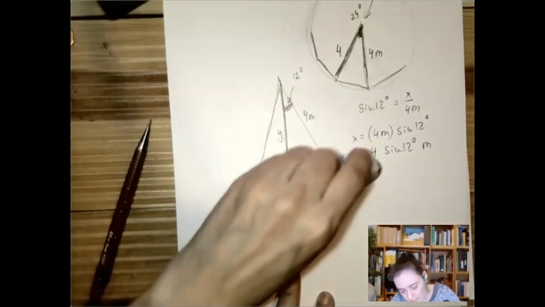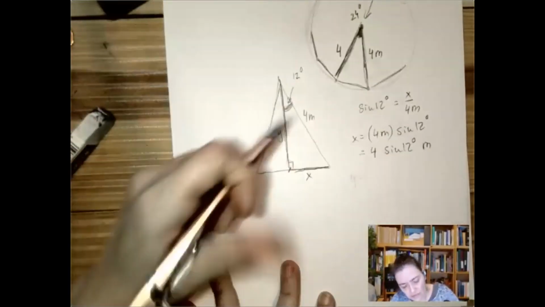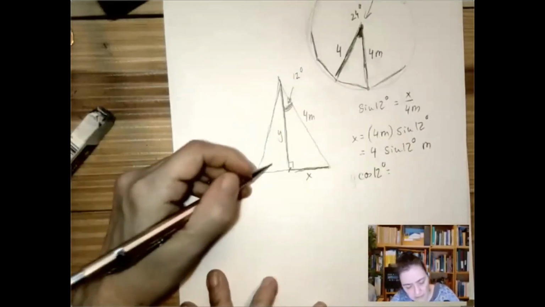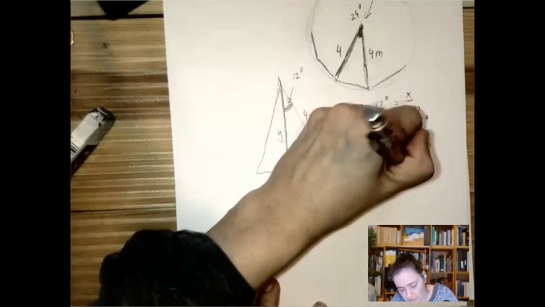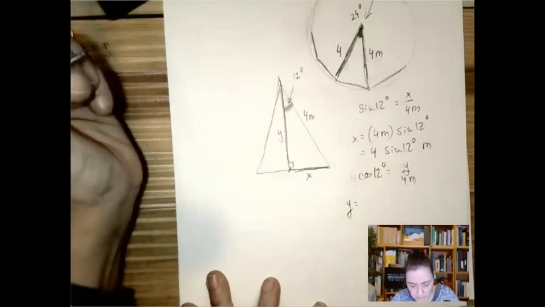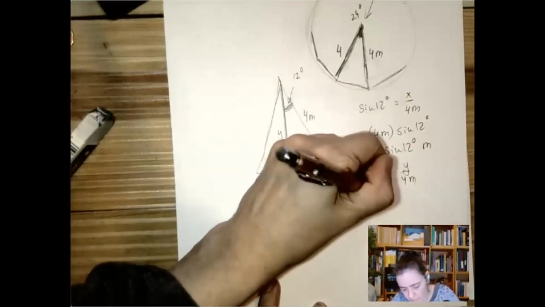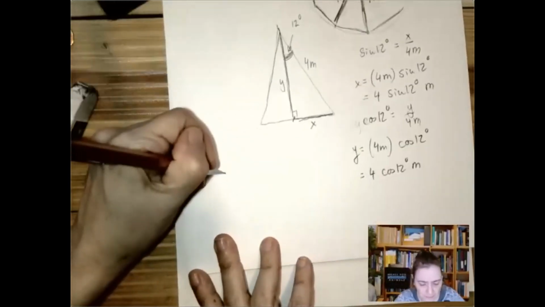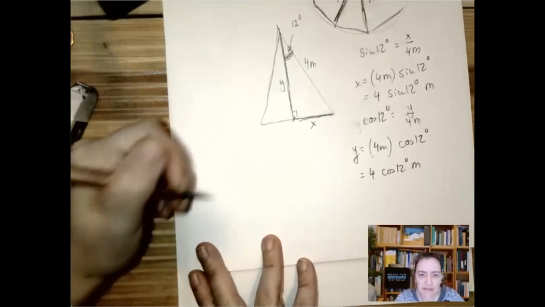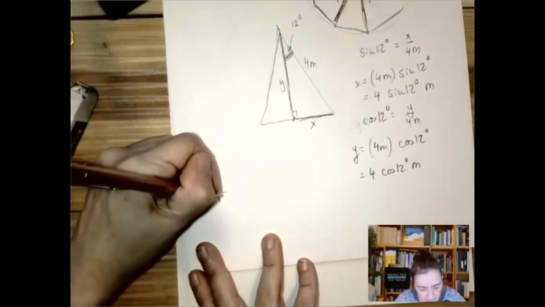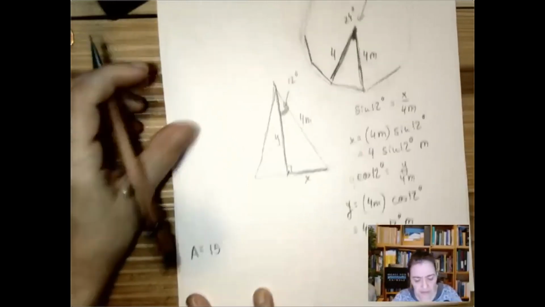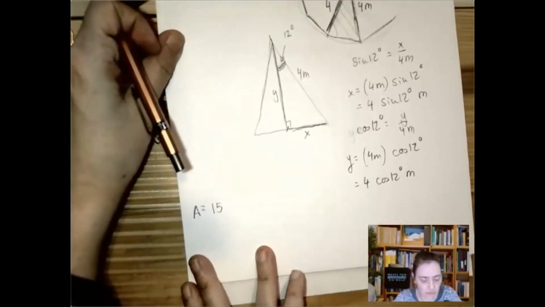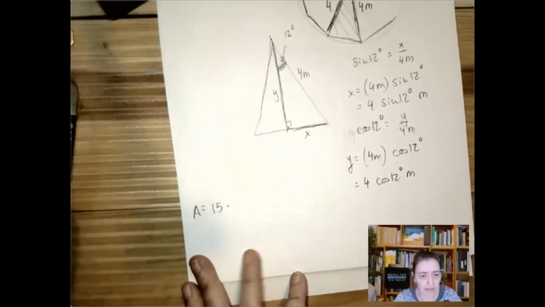We're going to get Y from stating the cosine for the same triangle. So cosine of 12 degrees is Y over 4 meters. And therefore, when we solve for Y, we get 4 meters times cosine of 12. So what's the area? Well, we're finding the area of a 15-sided polygon, where what we're working on is just one of the 15 triangles. So when we get this area, we should multiply it by 15.